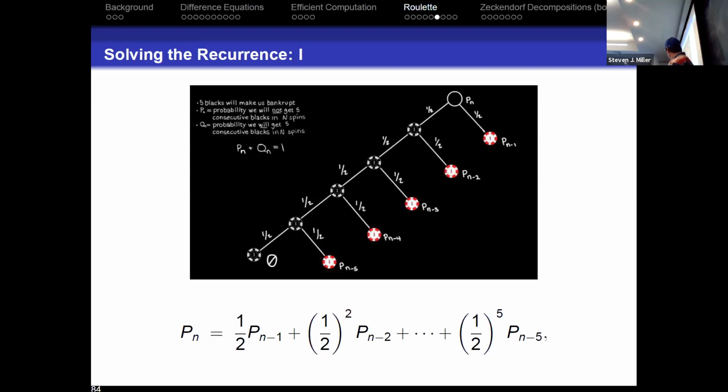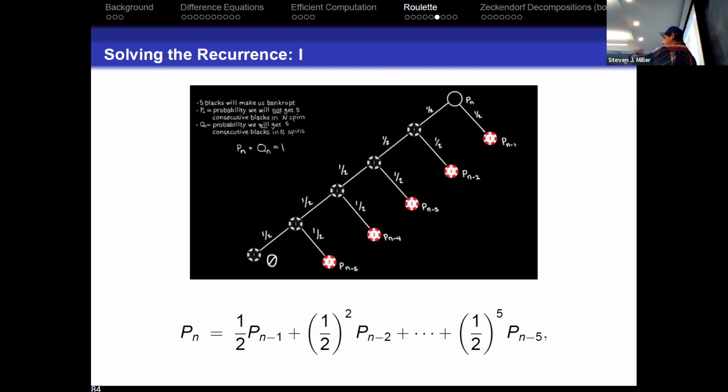And this will allow you to calculate P5 is a half plus a fourth plus an eighth, which will be 31/32. So the probability we don't have 5 consecutive blacks in 5 spins is 31/32. That makes sense. The only way to have 5 consecutive blacks is 1/2 to the 5th or 1/32. So we could actually use this and just march down. You could have an Excel spreadsheet, and essentially you just have this weighted sum of previous terms. And if I want to calculate the probability I get 5 consecutive blacks in 100, I can solve this very fast.